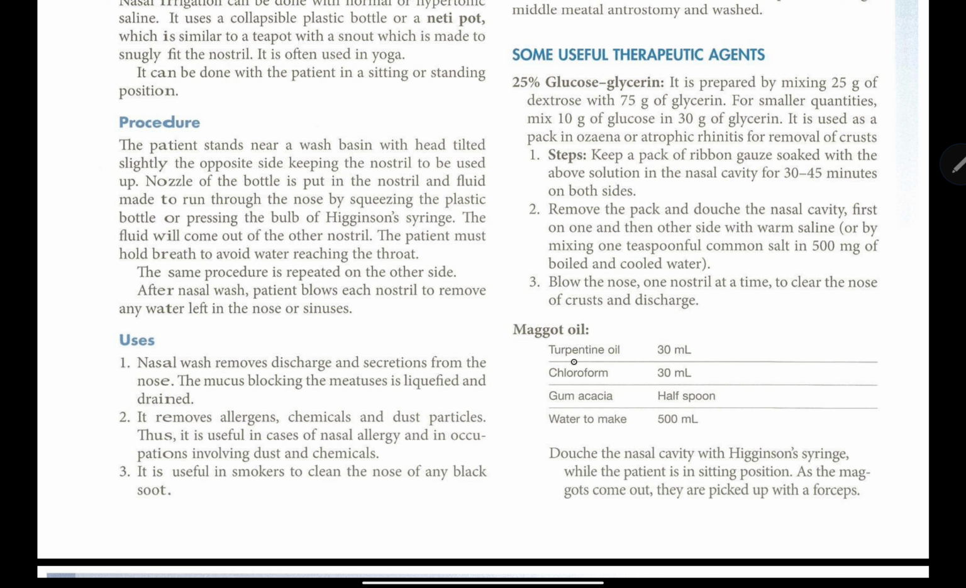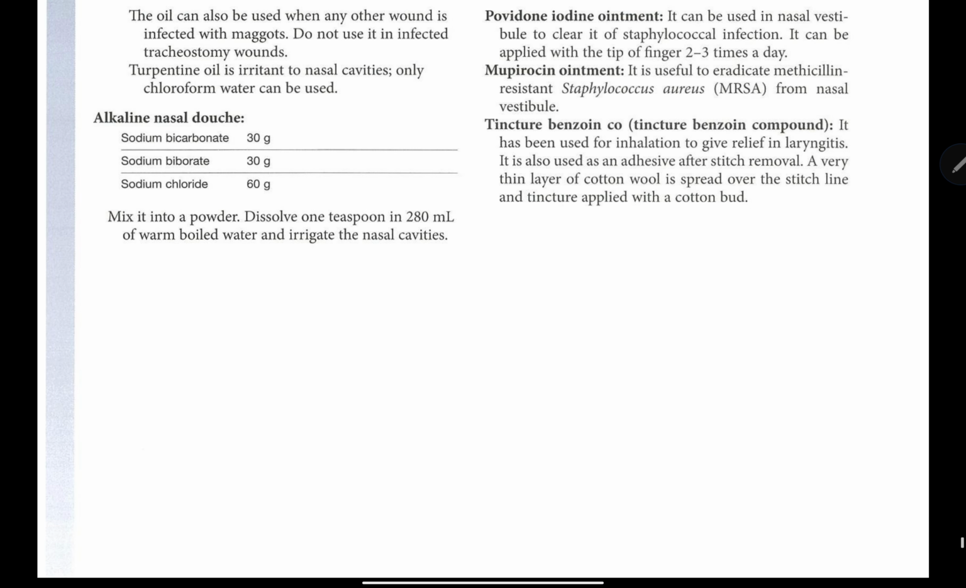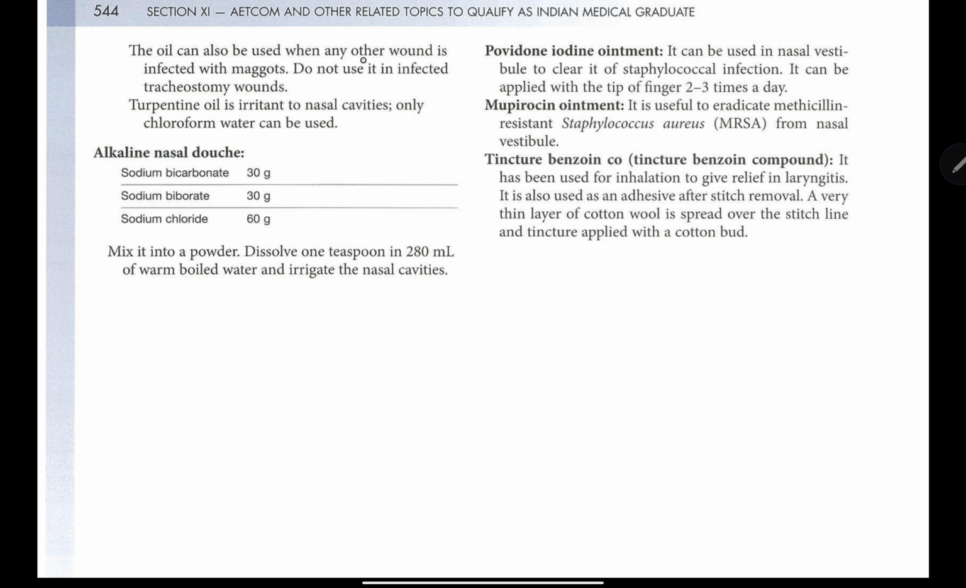Maggot oil: turpentine oil 30 ml, chloroform 30 ml, gum acacia half spoon, water to make 500 ml. Douche the nasal cavity with Higginson's syringe while the patient is in sitting position. As the maggots come out, they are picked up with a forceps. The oil can be used when any other wound is infected with maggots. Do not use it in infected tracheostomy wounds. If turpentine oil is irrigated to nasal cavities, only chloroform water can be used.